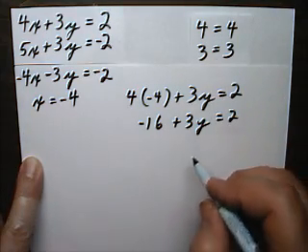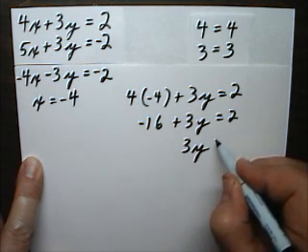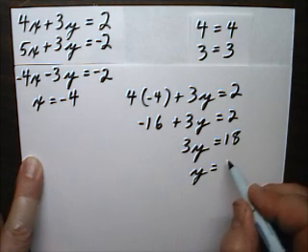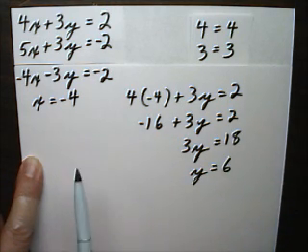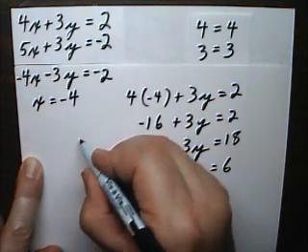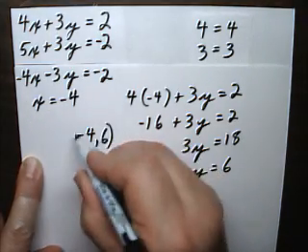equals 2. And now I'm going to add 16 to both sides to get 3y equals 18 and y equals 6. So the solution is x equals -4, y equals 6, and as a point that's -4, 6.